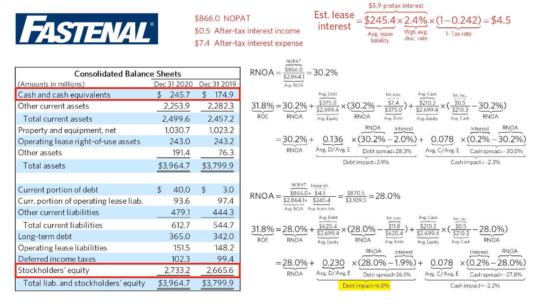Debt adds 6% to ROE because Fastenal is borrowing at an after-tax rate of 1.9% and investing it in operations that earn 28%. This is higher than with the unadjusted numbers because the leverage is much higher when we treat operating leases as debt. Cash subtracts 2.2% from ROE because of Fastenal's investments in low-risk cash investments with a correspondingly low after-tax return of 0.2%. The ROE is 31.8% whether or not we adjust for leases.